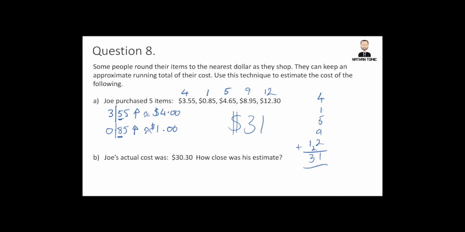In part B, it says that his actual amount, if we added the original amounts up, was $30.30. How close was he? Well, if his number was $30.30 and we had $31, how close was he? Well, we can see that he was only 70 cents difference. So Joe's estimate was 70 cents higher.